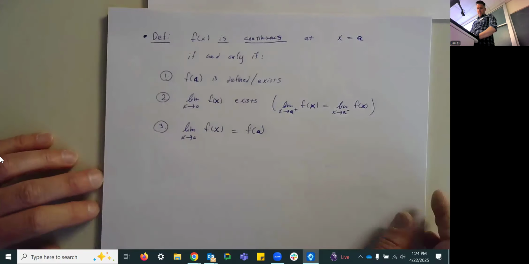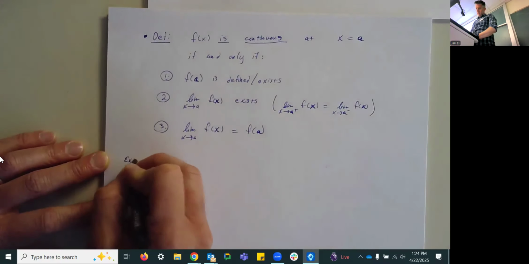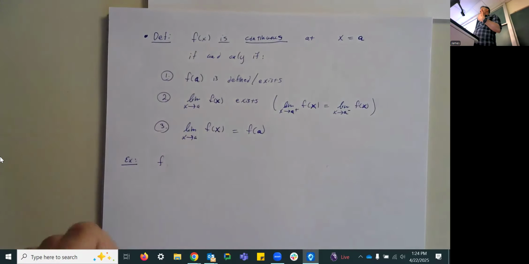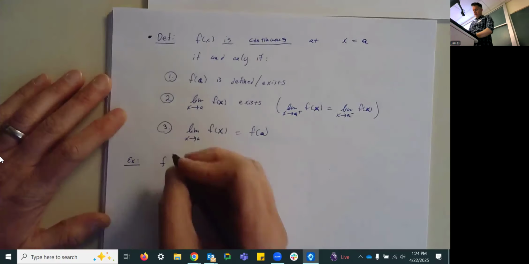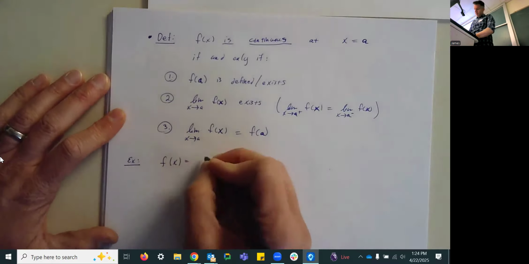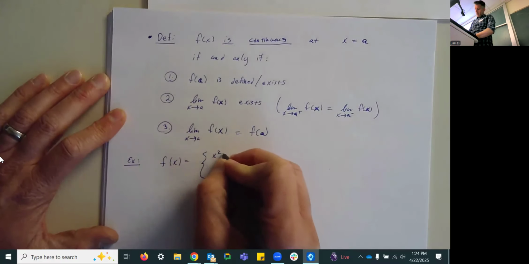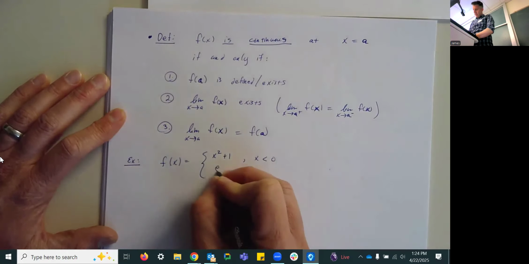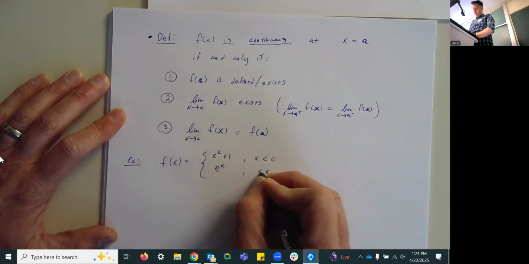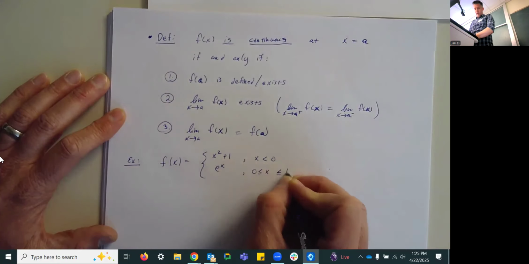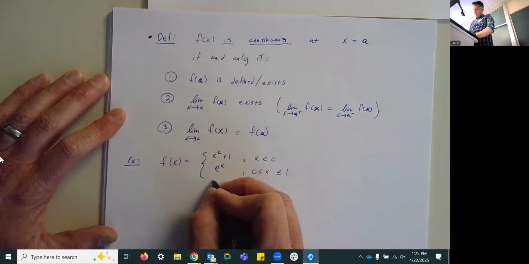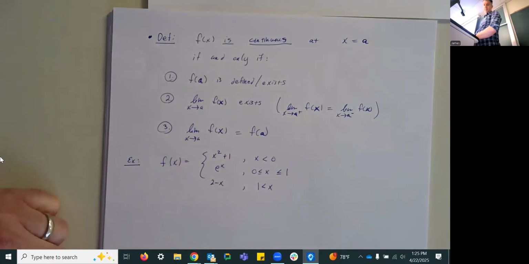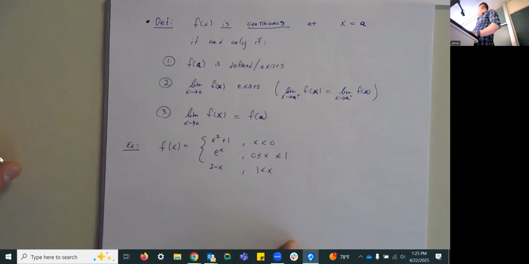So let's look at an example here. So our function, and most of our examples of these things that are continuous or discontinuous somewhere will usually be piecewise functions. So let's say f of x is the piecewise function x squared plus 1 when x is less than 0, e to the x when x is bigger than or equal to 0 and less than or equal to 1, and 2 minus x when x is bigger than 1. We might draw a graph of it later, but we're not going to draw a graph of it right now.